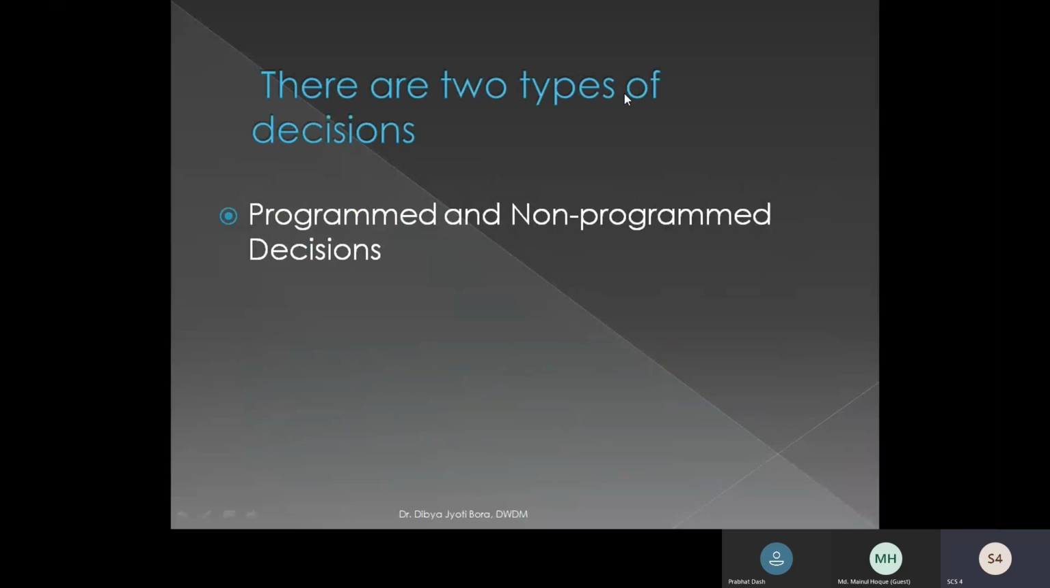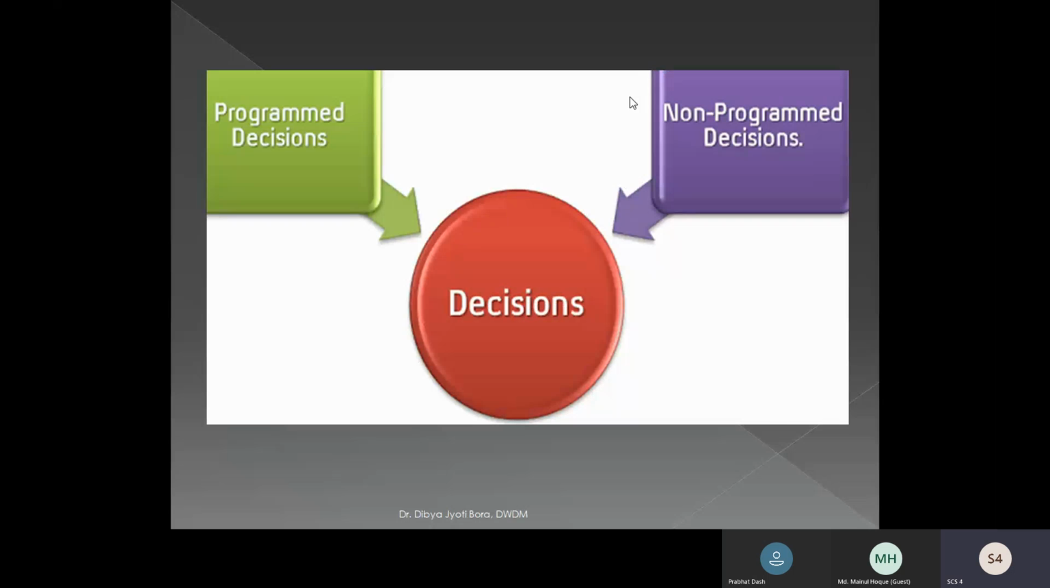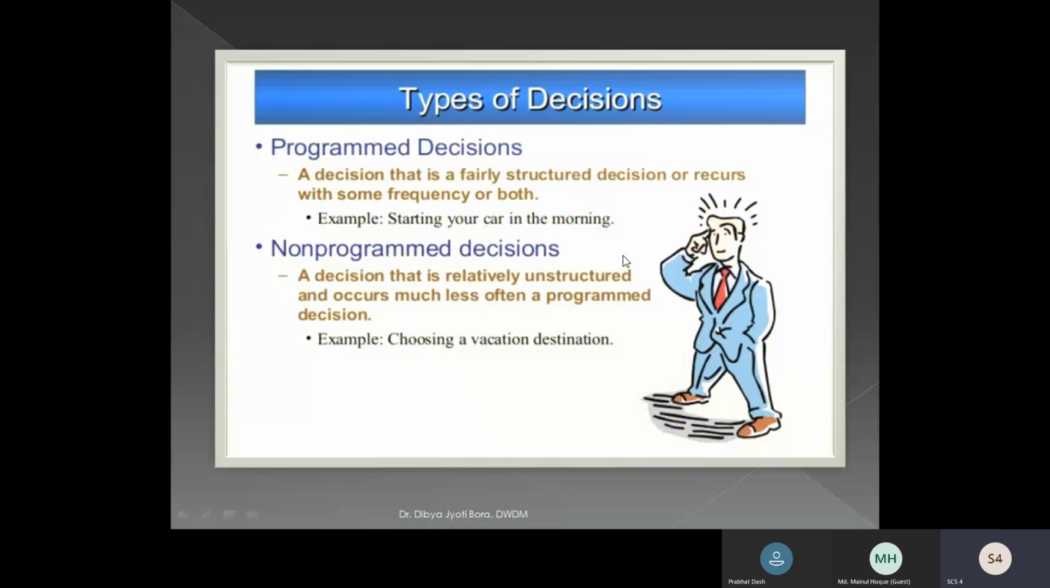Now, if we analyze this term decision technically, then there are two types of decisions, program and non-program. Okay, so let's see what they are. You can better understand this from this diagram, program decision and non-program decision. After all, we are trying to make some decisions. So what are they?